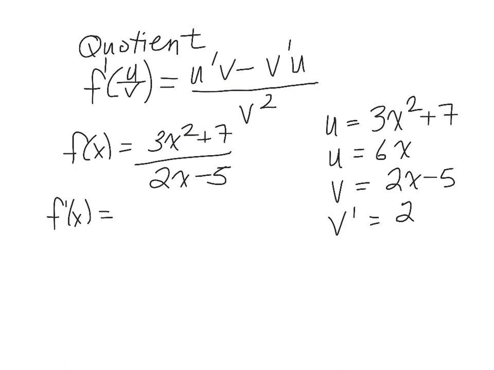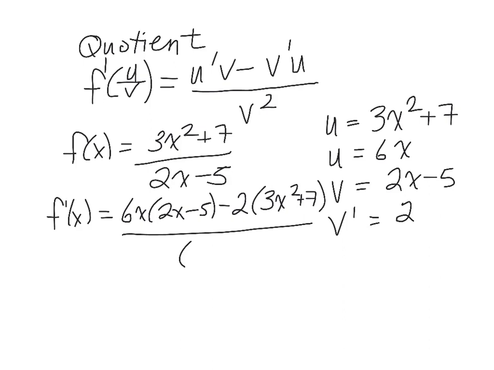So u prime is 6x times v, which is 2x minus 5, minus v prime, which is 2, times 3x squared plus 7. So because we have a subtraction, we have to be very careful to make sure that we're using v prime u instead of reversing them. I see some common errors there in student work. With the product rule, it's an addition, so it doesn't cause as much, if any, problems, but here with it being a subtraction, you've got to be very careful that you're subtracting the v prime u.